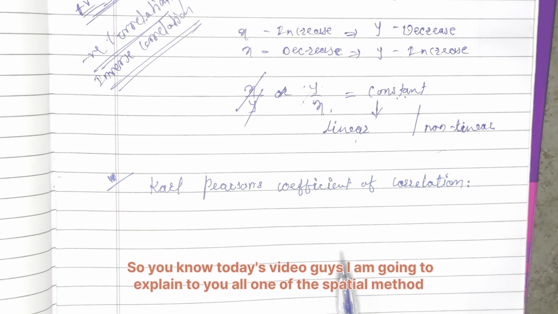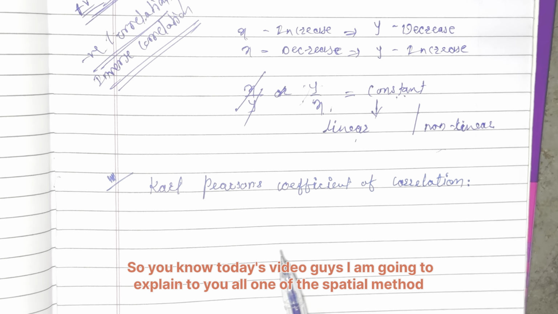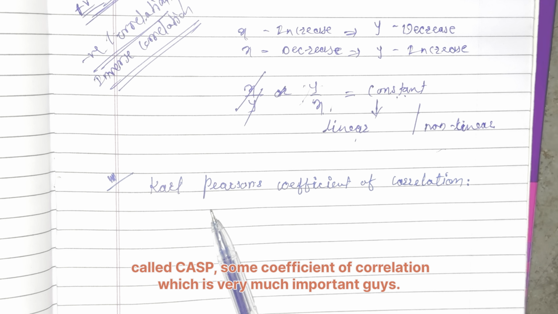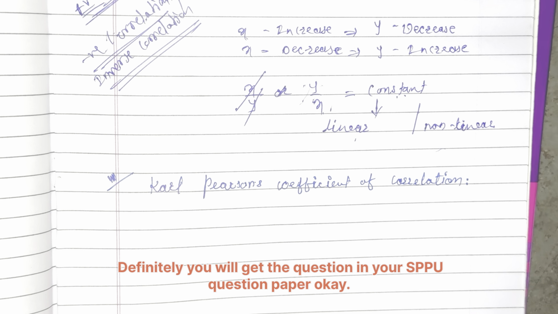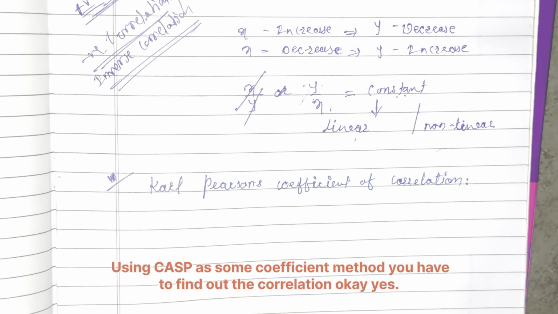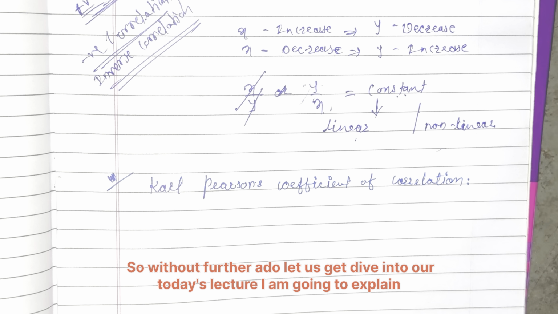Today I'm going to explain one special method called the Pearson coefficient of correlation, which is very important. Definitely you will get a question on it in your SPPU question paper. Using the Pearson coefficient method you have to find the correlation. So without further ado, let's dive into today's lecture.